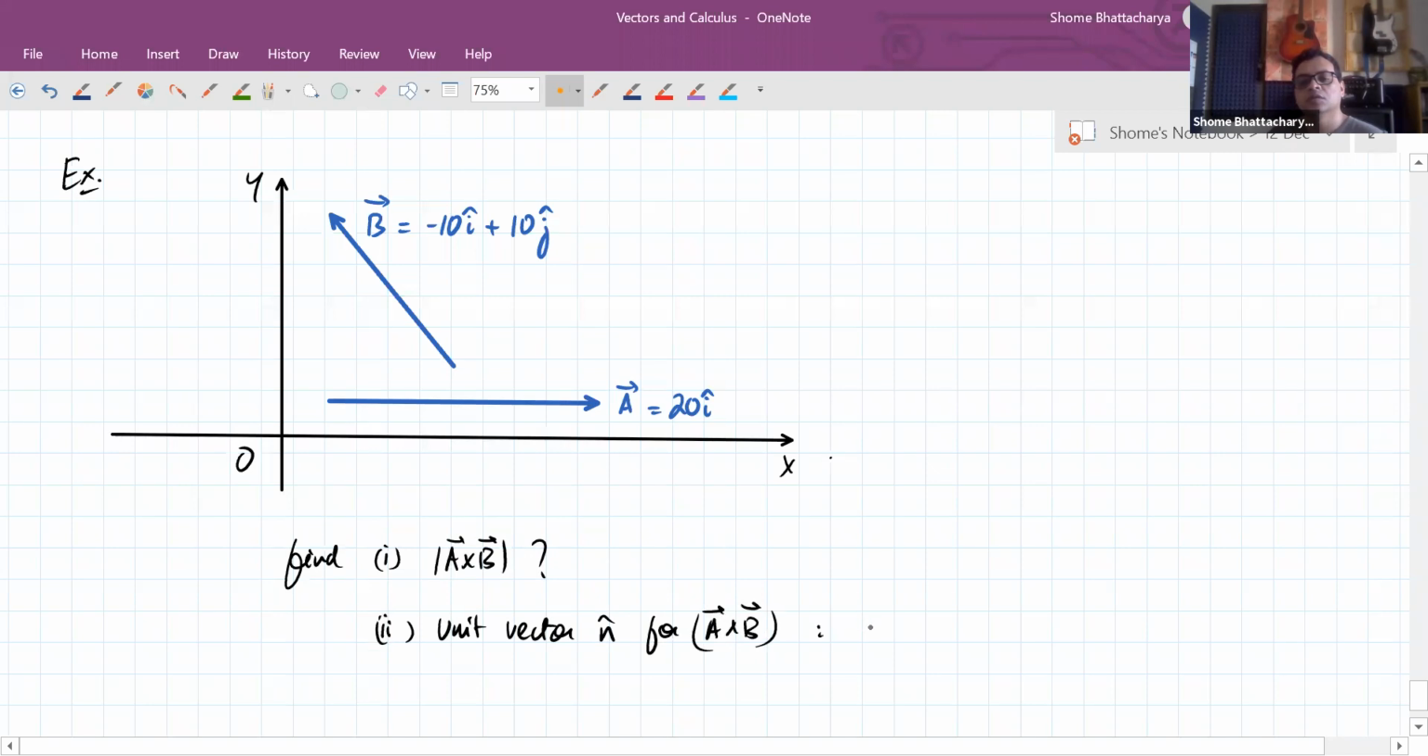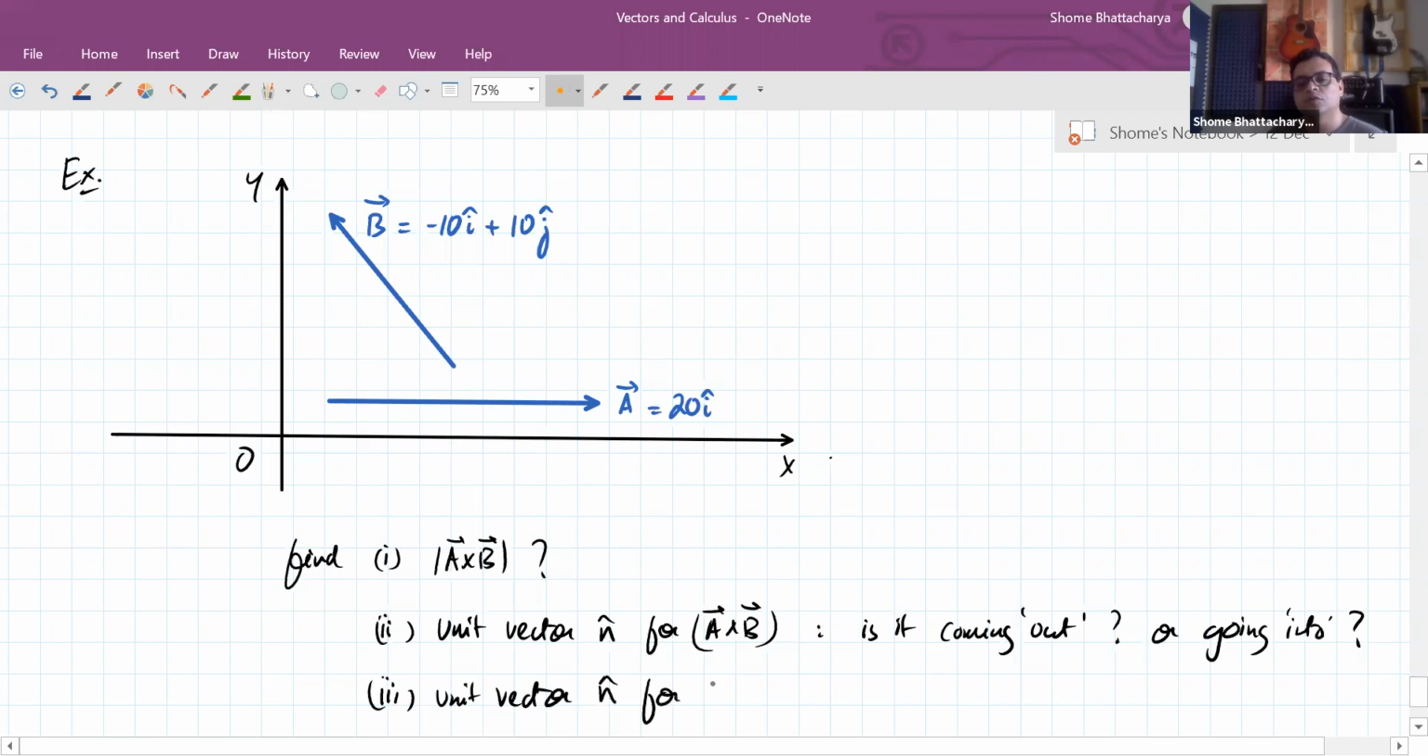Okay, that is, is it coming out of the plane or going into the plane? And similarly, we also want to find the unit vector for B cross A. Suppose instead of doing A cross B, we do B cross A. Okay. So again, is it going into the plane or coming out of the plane? So you can just take a minute to pause the video and try out this question yourself, and I will be showing you the solution next.